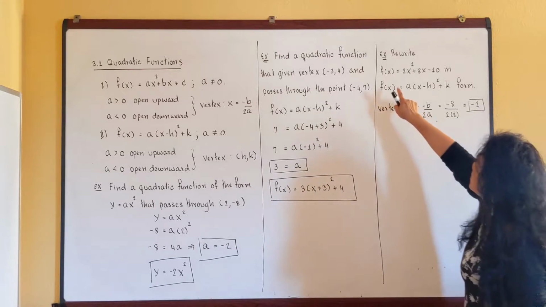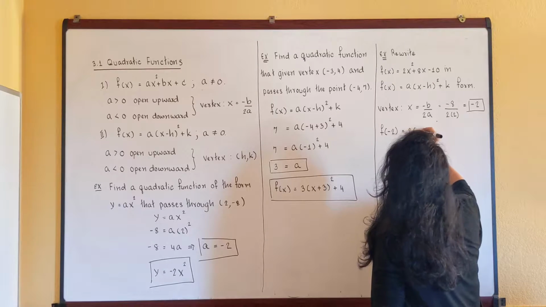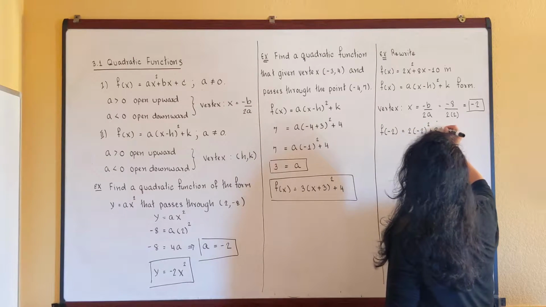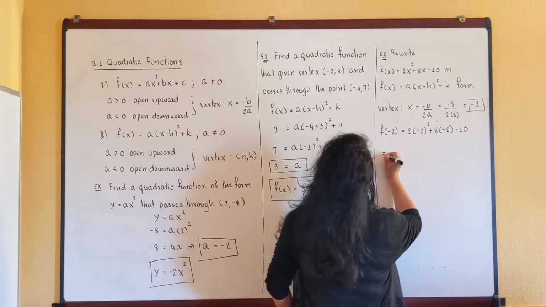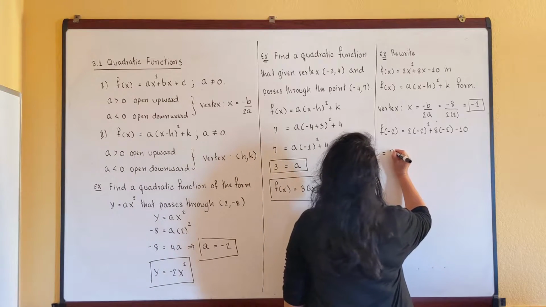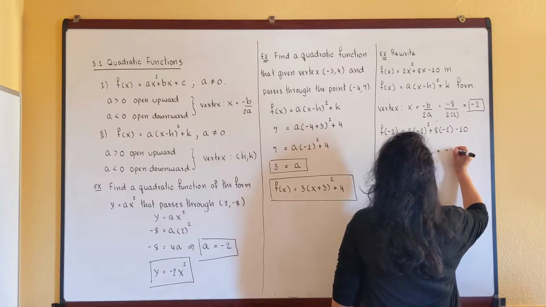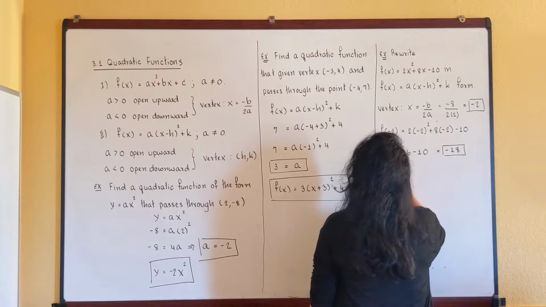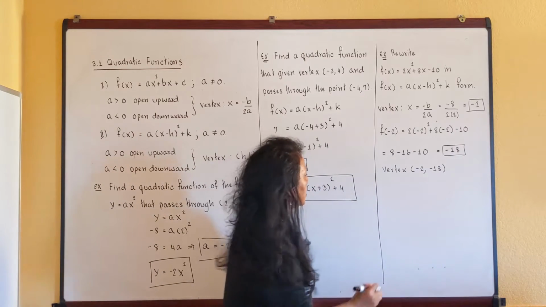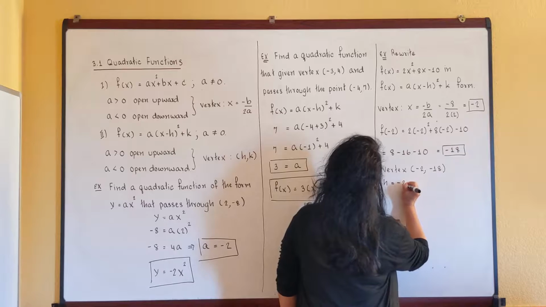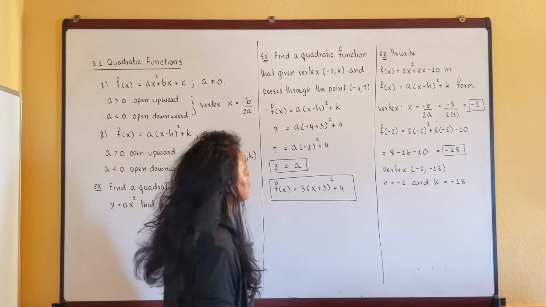Alright, once I get my x, I can substitute it here to get my y. So I'm going to have f of negative 2 is equal to 2 times negative 2 quantity squared plus 8 times negative 2 minus 10. Alright, so let's solve this. I'm going to have negative 2 squared is 4, 4 times 2 is 8, minus 16, minus 10. So that is minus 18. So this is my vertex. My vertex is (negative 2, negative 18), which implies that my h is equal to negative 2 and my k is equal to negative 18, because (h, k) is the vertex.